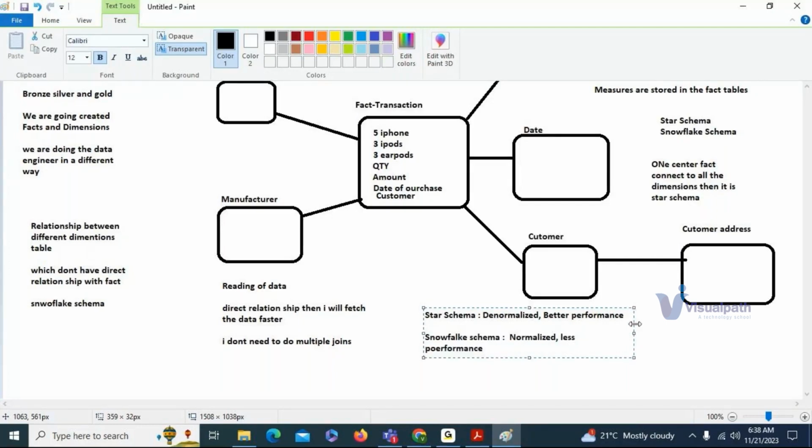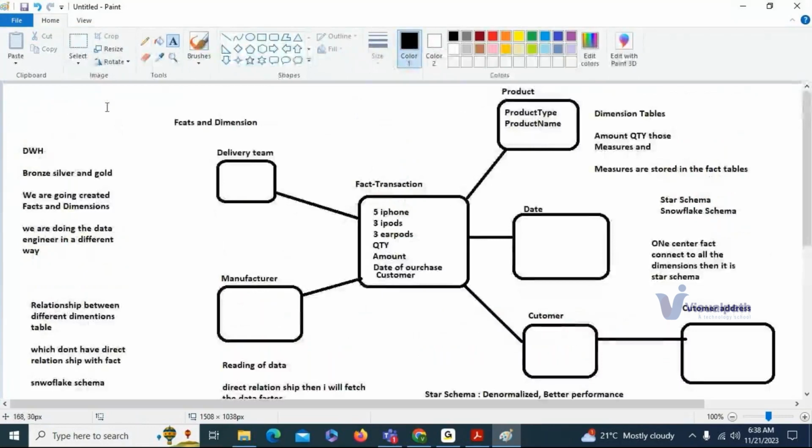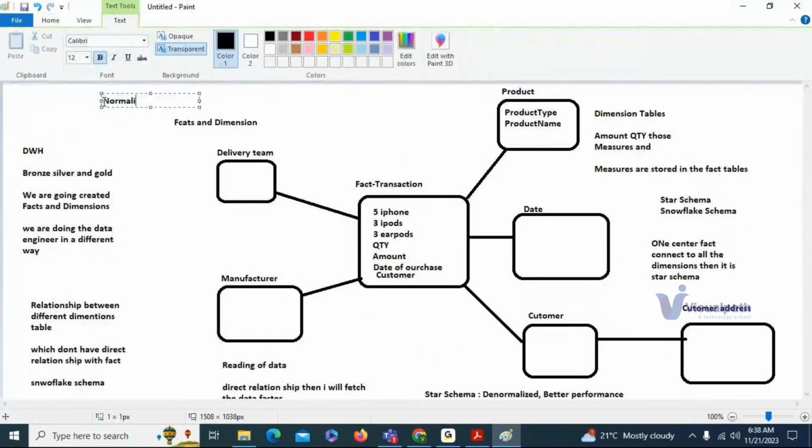Please repeat what normalization and denormalization are. Normalization means splitting of tables. Denormalization means merging of tables.